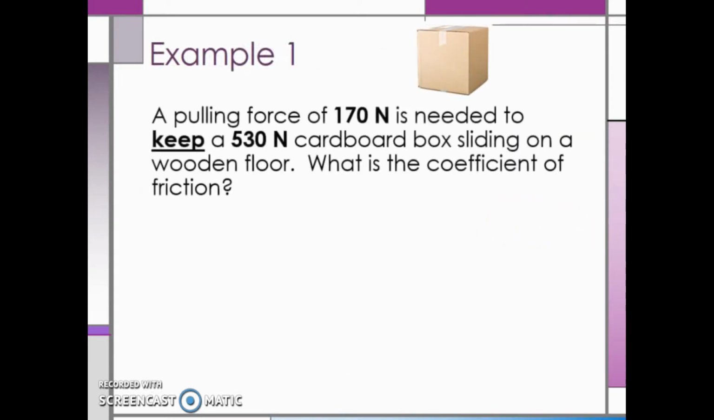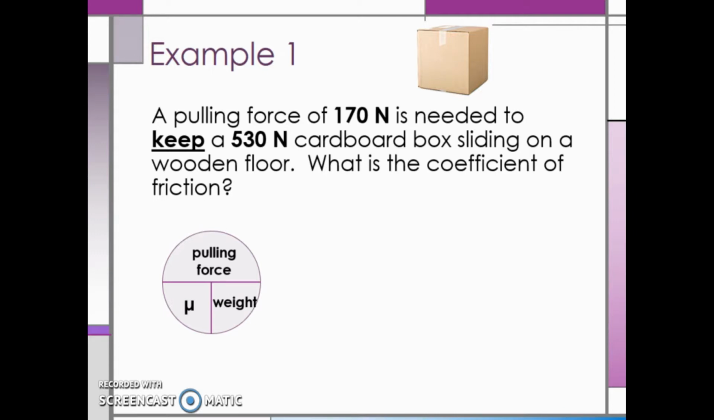Let's take a look at a couple of examples. A pulling force of 170 newtons is needed to keep a 530 newton cardboard box sliding on a wooden floor. What is the coefficient of friction? First of all, we need to figure out what we are solving for and look at the equation circle to come up with a formula.